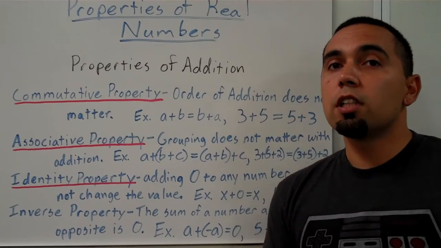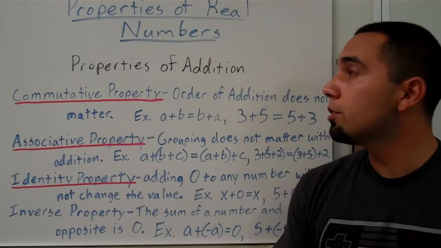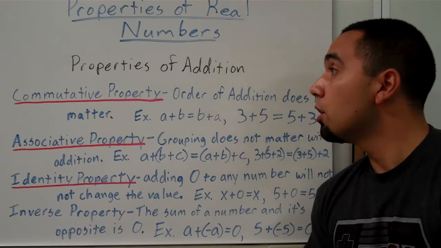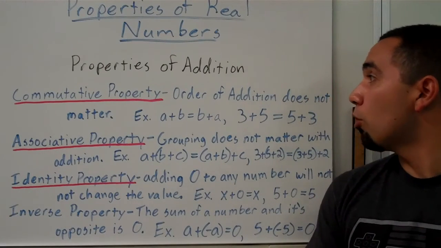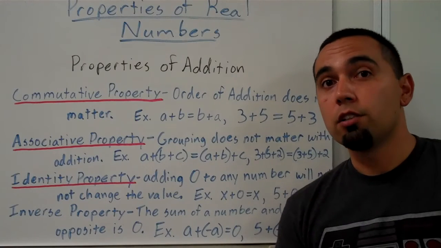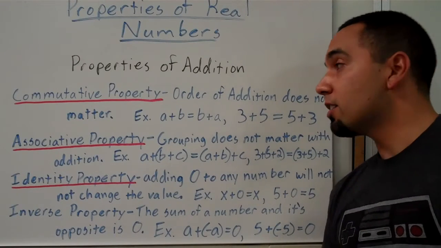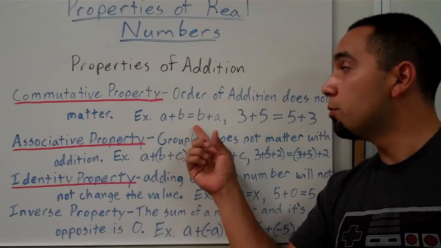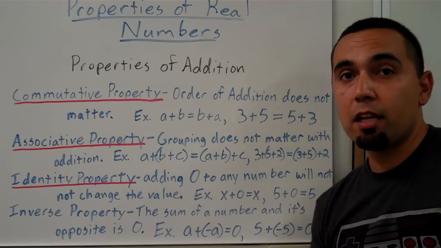All right, so this is properties of real numbers, and right now we're just going to cover properties of addition. Okay, so commutative property. Order of addition does not matter. So when you're adding, it does not matter whether you do A and B or whether you do B plus A. It's the exact same thing.